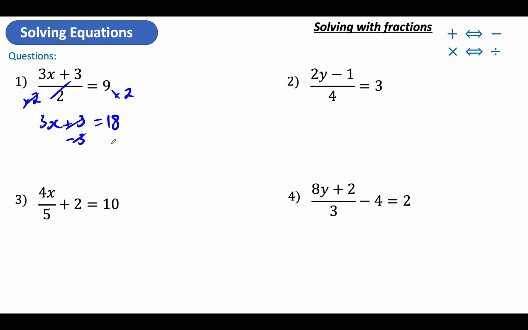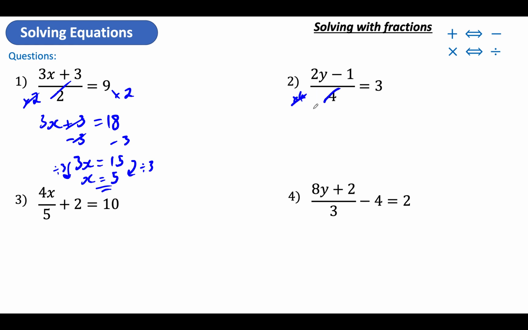Two-step equation, deal with the number touching x last. So I'm going to take away 3 from both sides, which will leave 3x equals 15. And then lastly, I don't want 3x, I only want 1. So I divide by that number touching x. So x is 5.